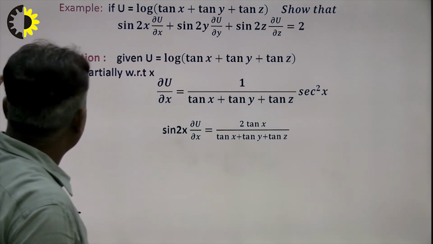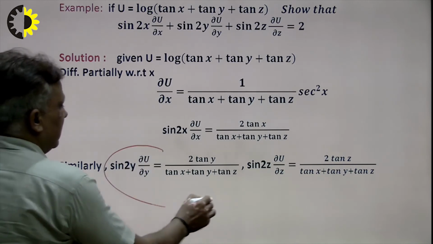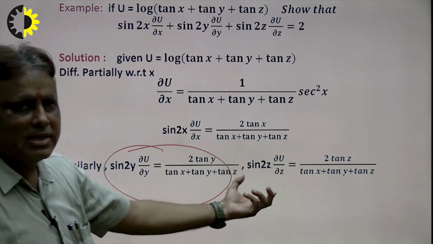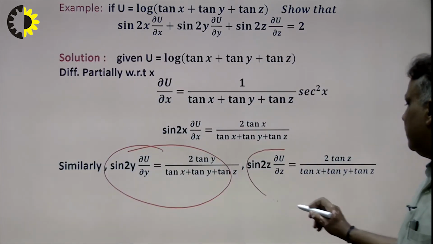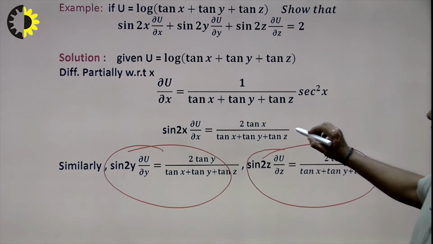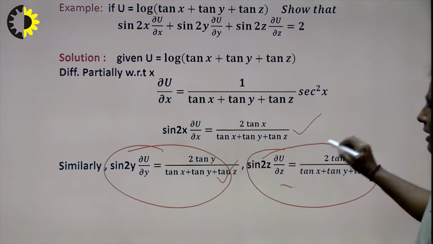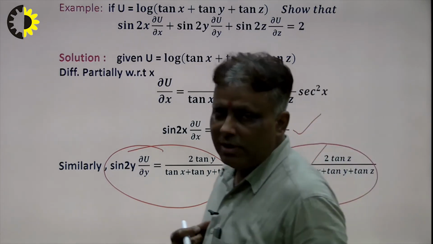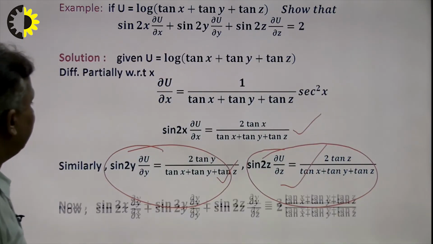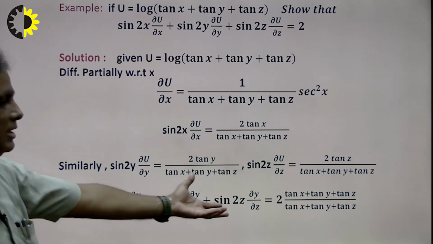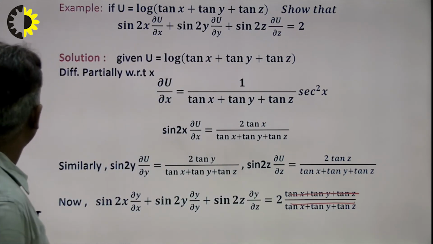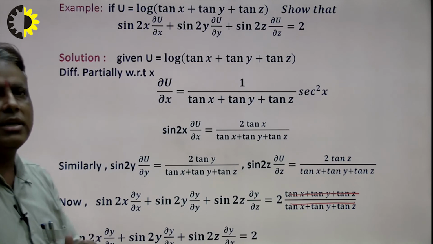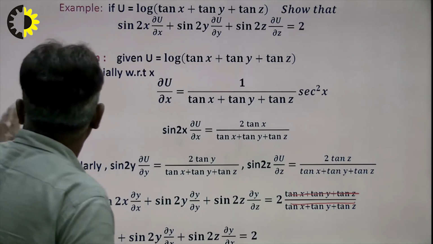Now similarly we can say that this portion will be 2 tan y upon tan x plus tan y plus tan z. In the same way we can calculate this result. Now adding these terms, first, second and third, what will be the result here, which is needed for our calculation, right? So the result will be this, and this portion is cancelled out by this portion, and the result will be 2 here. So in this way we can find our final result and show what was given. In this way we can develop more and more concepts with the help of partial differentiation, right?